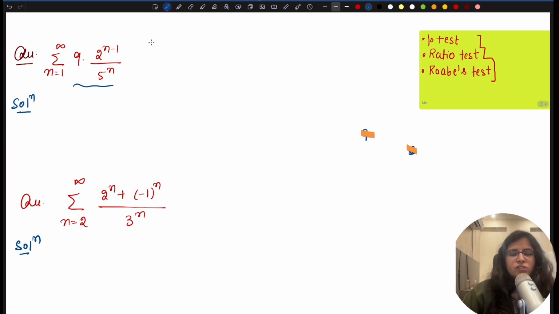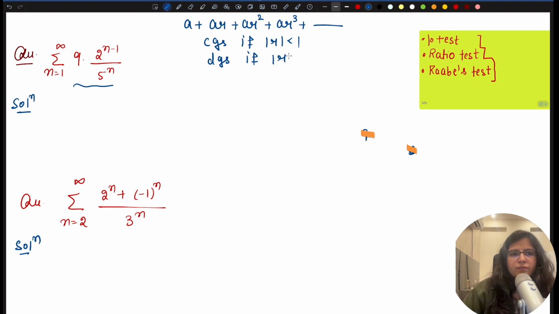The concept that is used in it is geometric progression. Geometric progression में क्या होता है. Let's suppose I have a geometric progression A plus AR plus AR square plus AR cube up to so on. So you can see that the common ratio here is R. This series converges if mod of R is less than 1 and the series diverges if mod of R is greater than equal to 1. ठीक है. Now let's look at the very first question. Just remember this. If mod R is less than 1, series converges. If mod R is greater than equal to 1, series diverges.